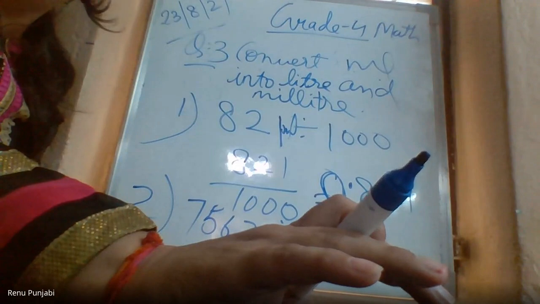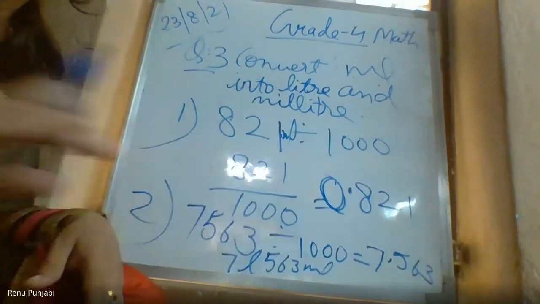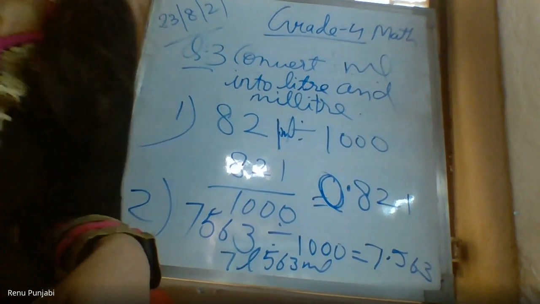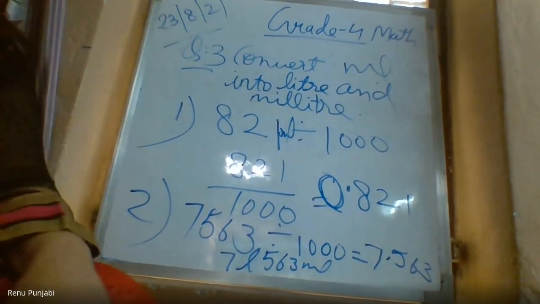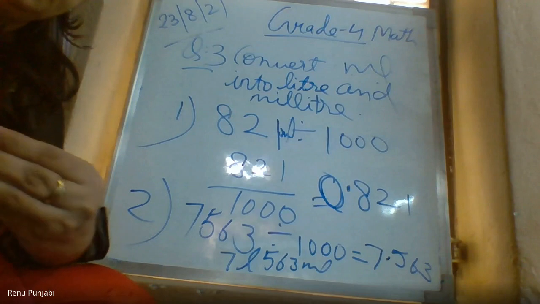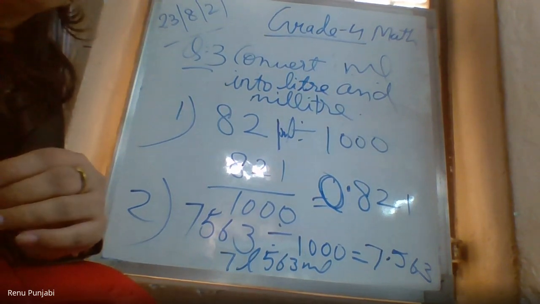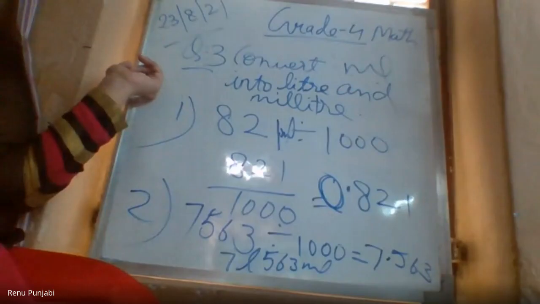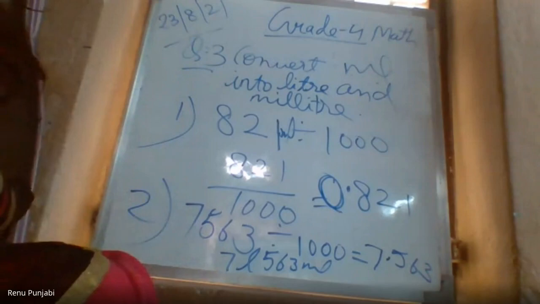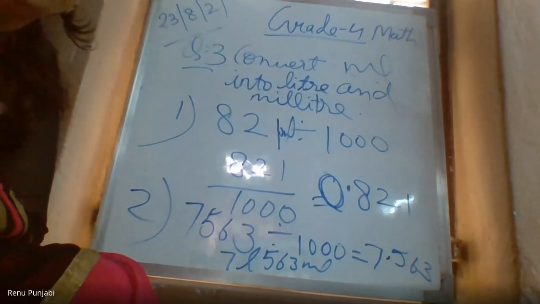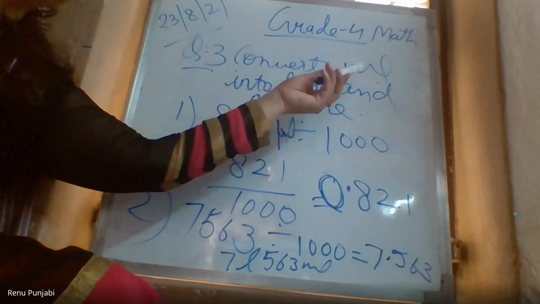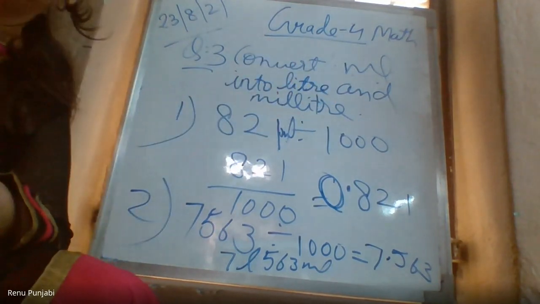Ma'am, can I say one example? I want from Pragyan. Pragyan, please. Ma'am, what's the question? Can you say it again? Written here. Read it and tell me one sum based on the situation. Ma'am, I have to say a sum, converting milliliter into liter and milliliter?